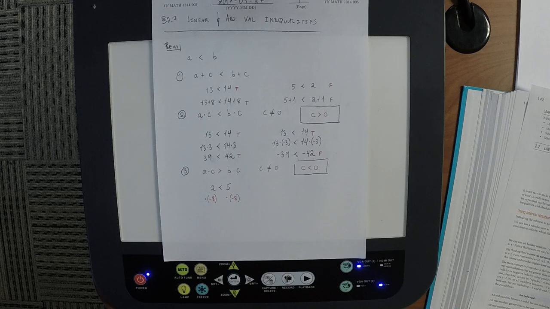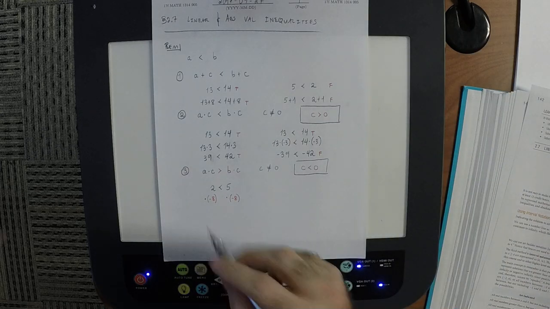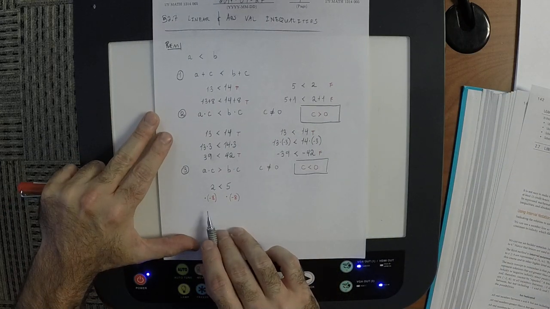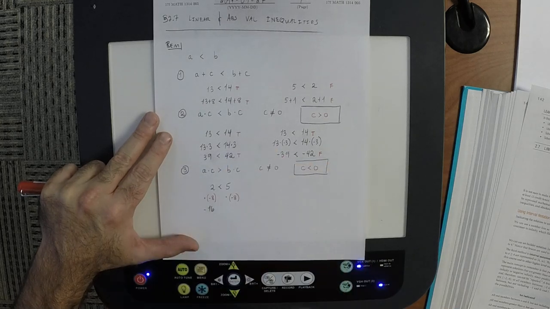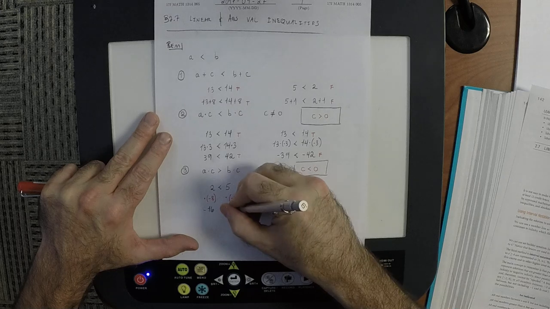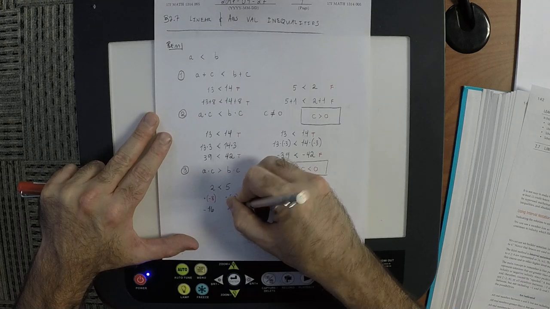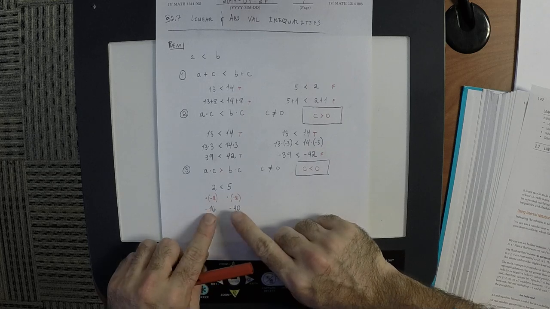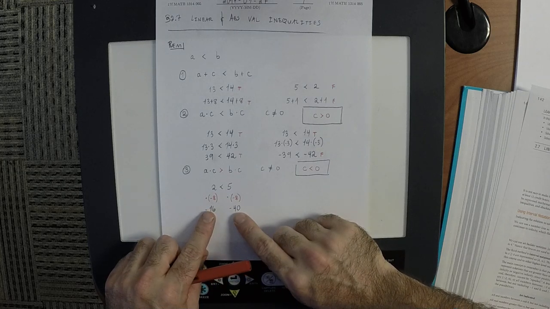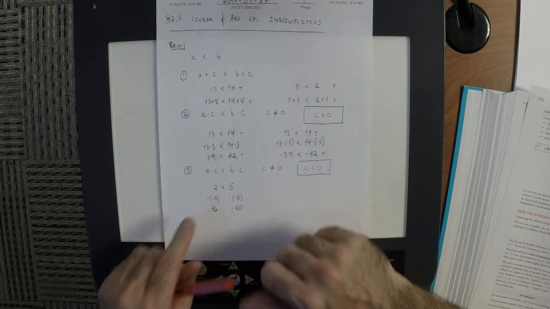So we'll multiply both sides by negative 8. Then, what is the new left-hand side? Negative 16. And what is the new right-hand side? Negative 40. And my question to you is which of these two sides is the greater? The left one is greater.